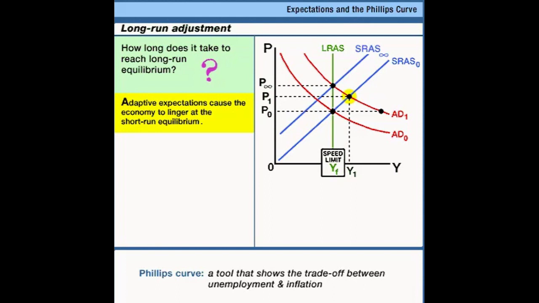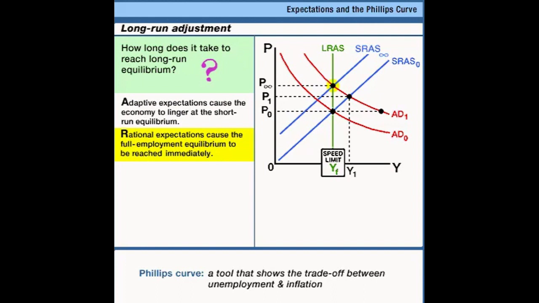As long as people are looking at what's happened in the past, the rate of adjustment is going to be relatively slow. But if people are forward-looking and have rational expectations, then what happens is the short-run aggregate supply curve moves immediately. People see, look, prices are going to keep adjusting till we get to P infinity. Therefore, everybody goes ahead and raises their prices right now, and we move immediately to the new long-run point. There is no period of trade-off between unemployment and inflation.